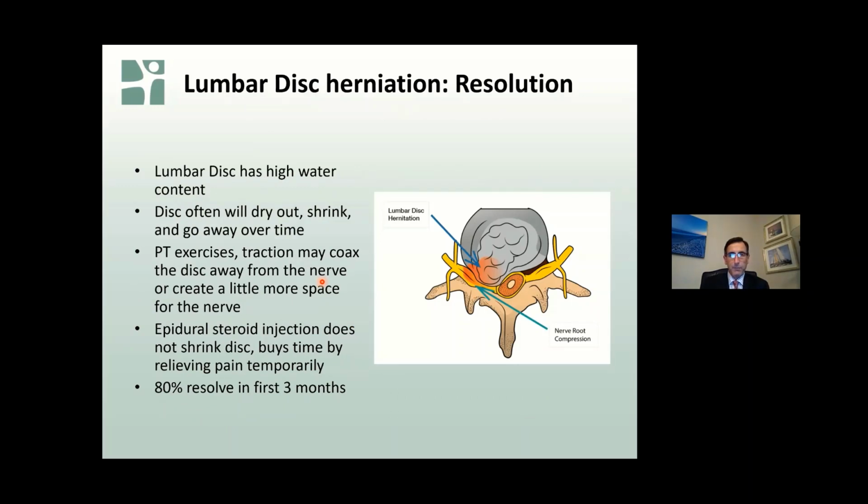So how do lumbar disc herniations get better? The cartilage in the lumbar disc has a lot of water in it. And what can happen over time is that piece of disc, which is pushing out and squeezing the nerve, can essentially dry out, shrink, and be reabsorbed by the body. So it can go away.